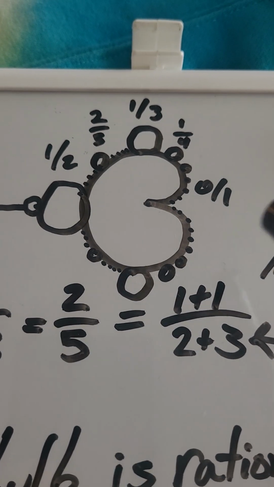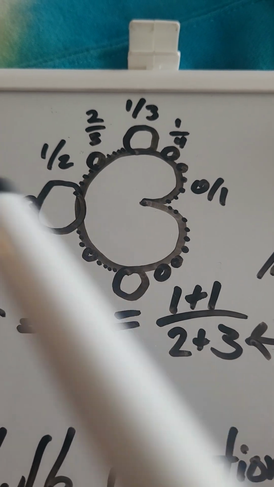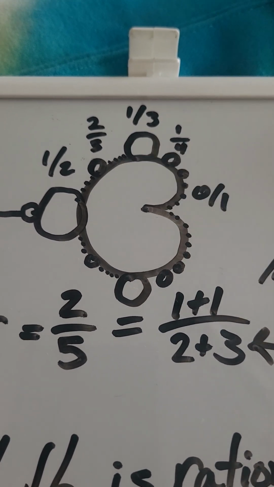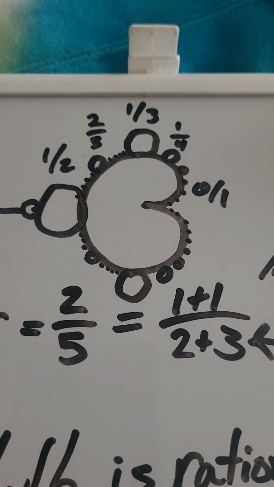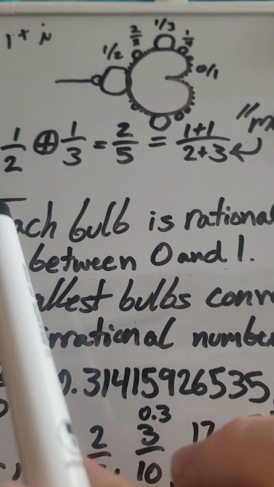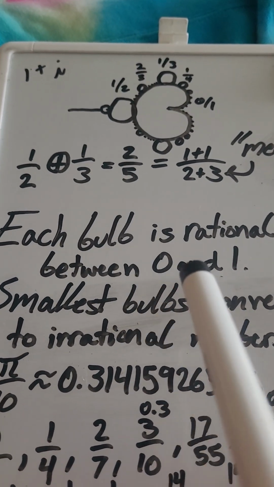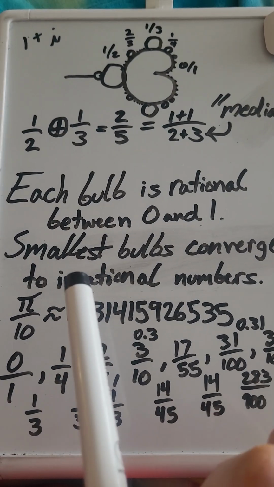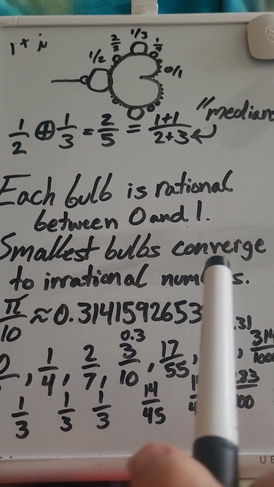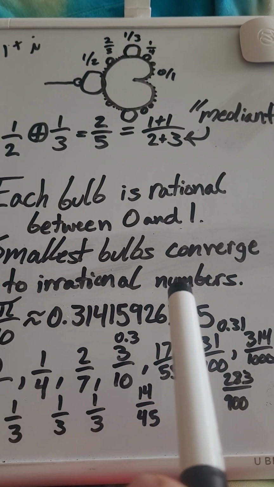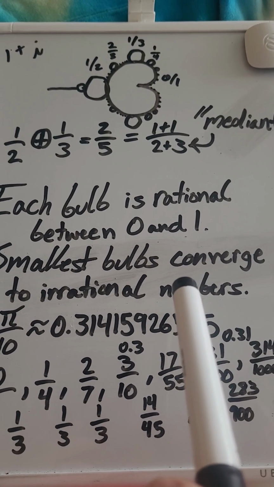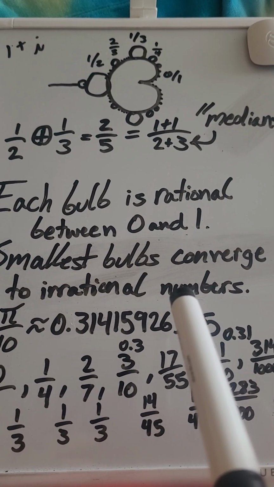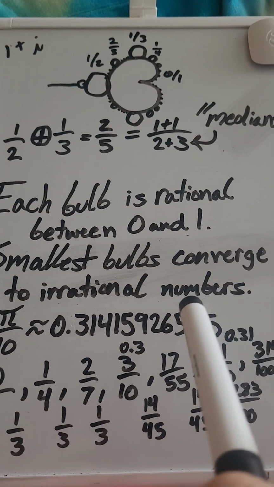But since it's symmetric across the real axis, I only really look at the top. I just feel like it's easier that way. But every bulb is going to be rational between 0 and 1. And I've noticed that the smallest bulbs converge to irrational numbers, which I'm pretty sure is right.